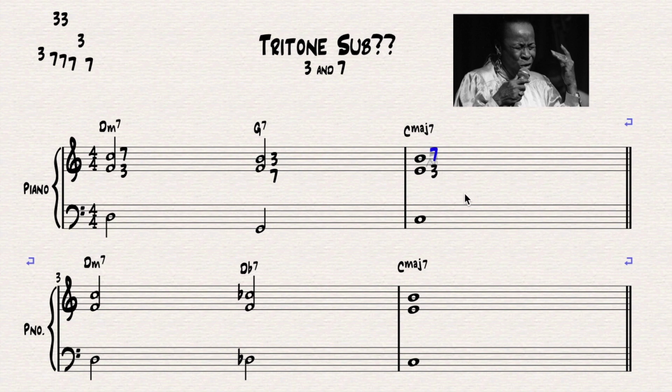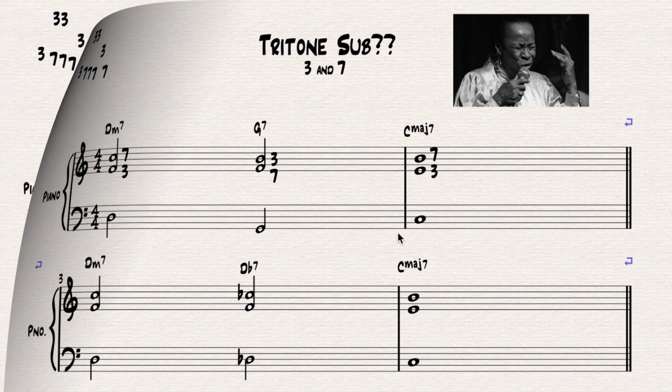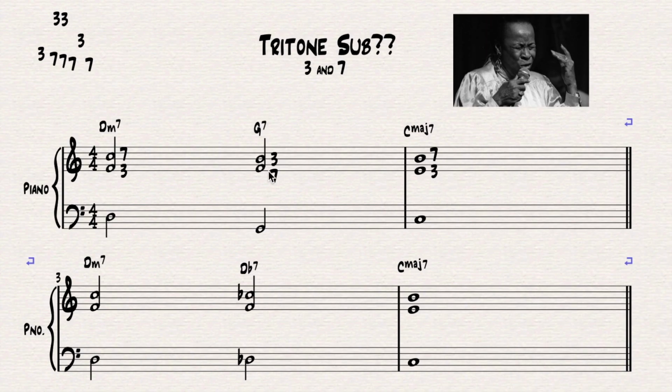So, awesome. One more time, you can see that the F has now become the E, and the 7 has become the 3rd once again. And the 3rd, the B, has turned into the 7th of the C major 7 chord. So it's the same note, but it's playing a different role now. It's the 7th. All right, with that in mind, we're going to take a look at our tritone sub.